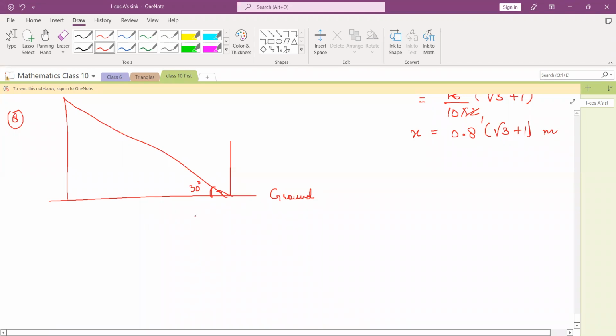And the angle of elevation of the top of the tower from the foot of the building is 60 degree. Now from the foot of the building, you are looking at the top of the tower. Oh, in that case, I think I have to interchange the building and the tower.